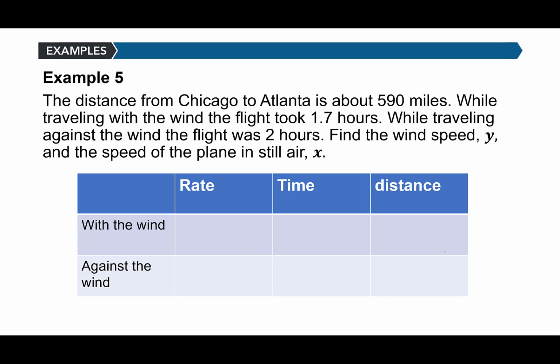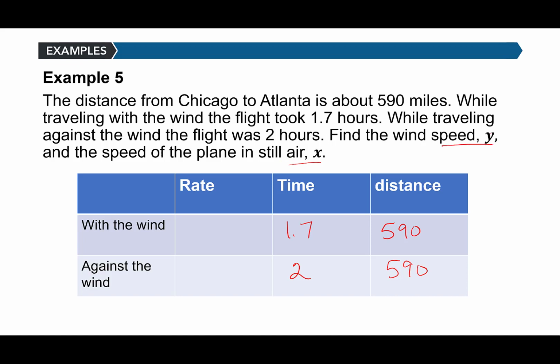And then we also have down in our rows with the wind and against the wind. So with the wind, we know that the flight took 1.7 hours. So I'm going to put that in the time column. Against the wind, the time was 2 hours. We also know the distance to and from is 590 miles. So we'll put 590. But in this case, we don't know the speed of the plane. It is x. And we don't know the wind speed, which is y.